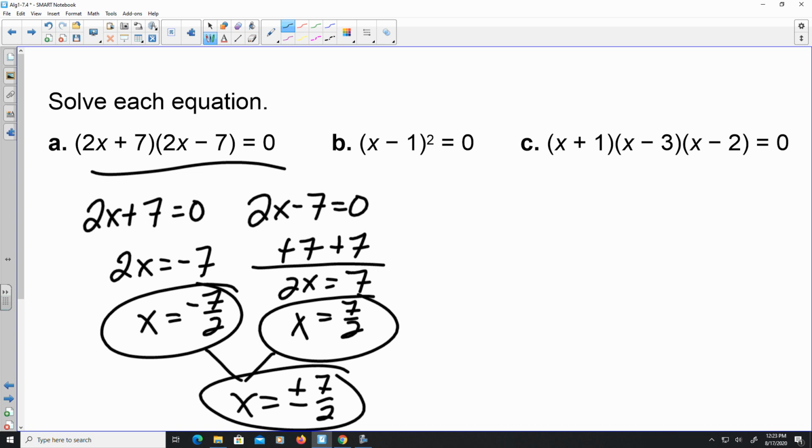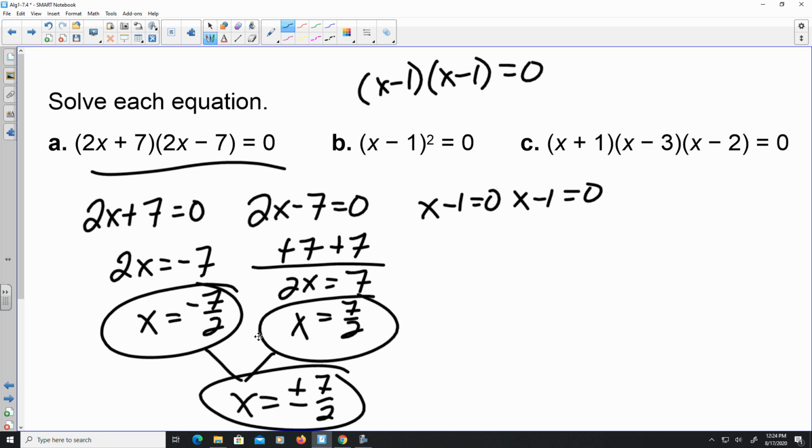If you look in example B, you have x minus 1 quantity squared set equal to 0. You can expand this and say, oh, this is just x minus 1 times the quantity x minus 1 set equal to 0, and solve for both of them. So it'd be x minus 1 set equal to 0, x minus 1 set equal to 0. Both of them are going to give you an answer of positive 1. So essentially, you only need to use 1 because you don't need to repeat it, so you can just say x equals 1.